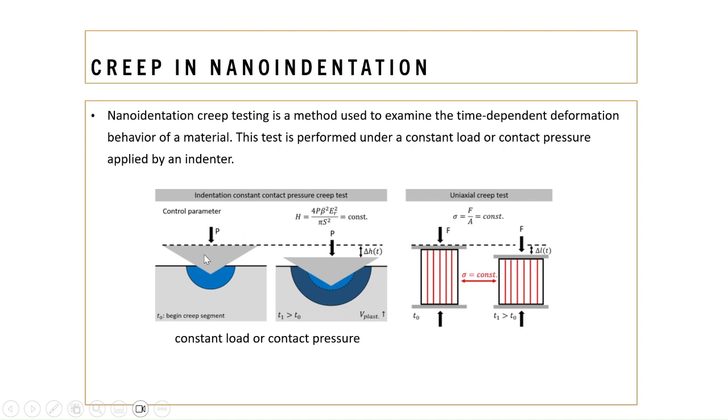And I will explain the experiment method. During the testing process, an indenter is slowly applied to the surface of the material and held under a constant load or contact pressure. Meanwhile, the position of the indenter and the deformation of the material are monitored over time.